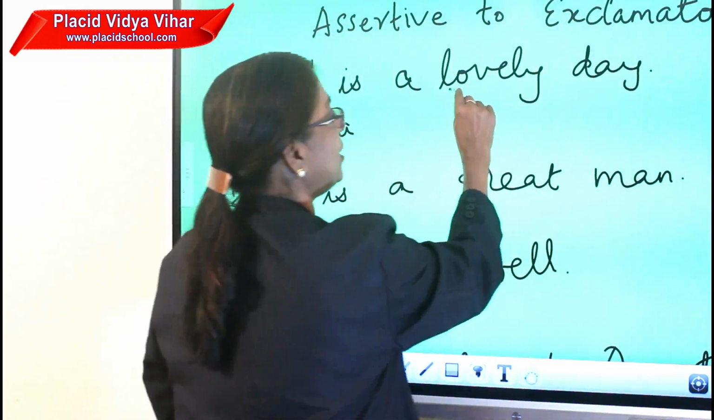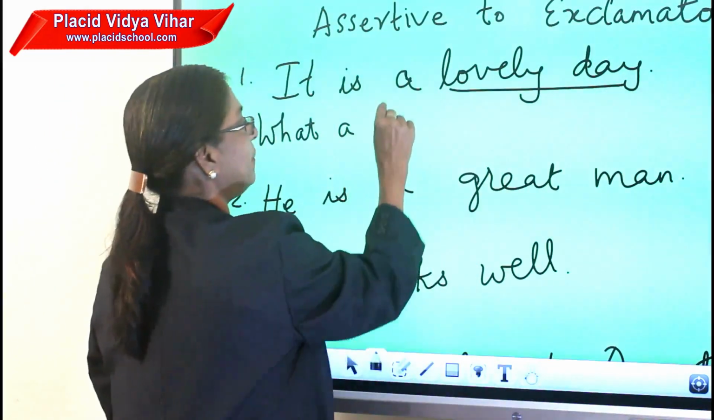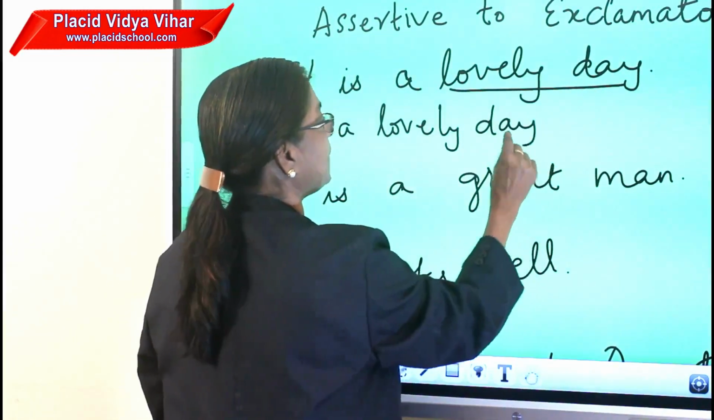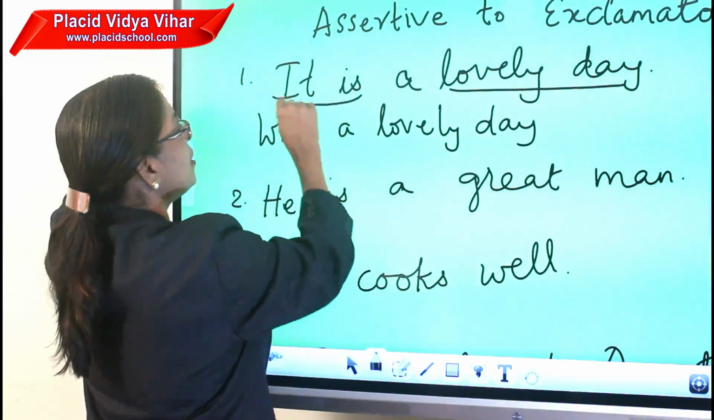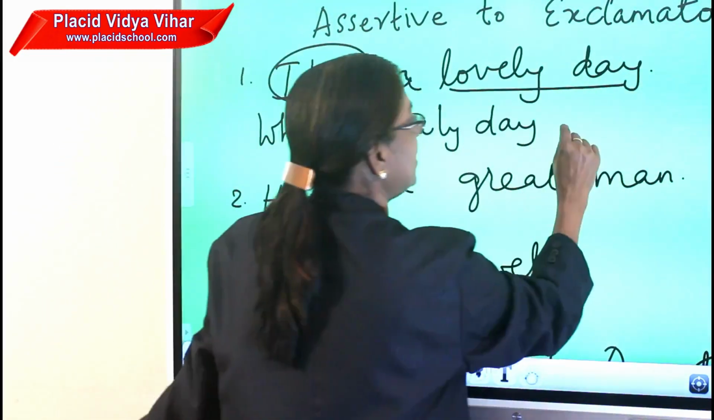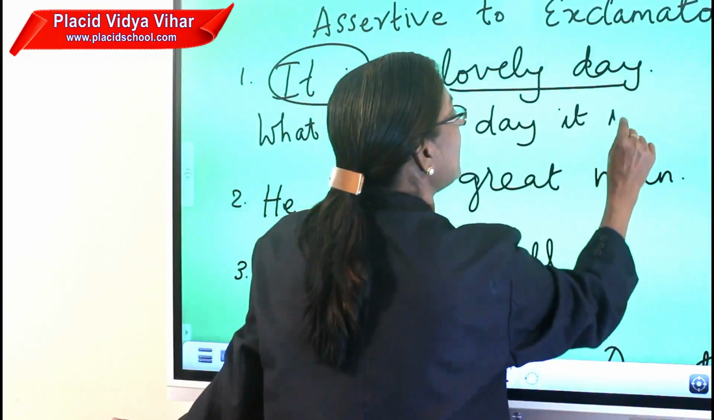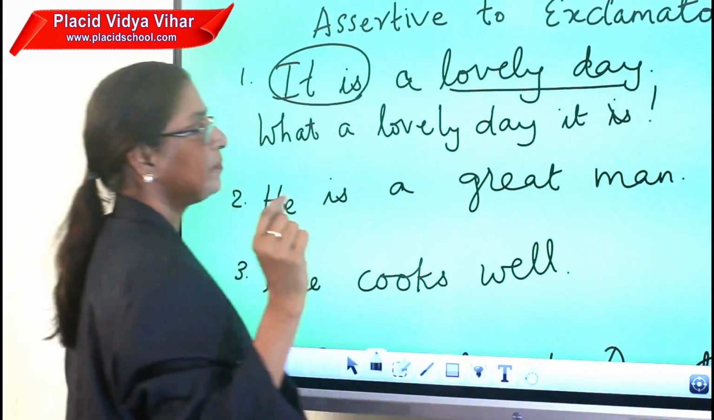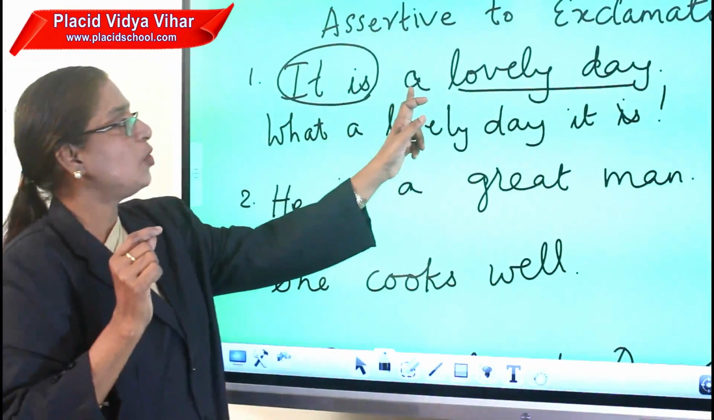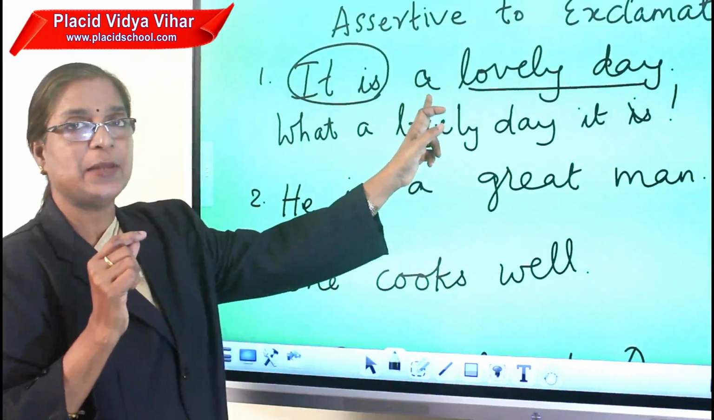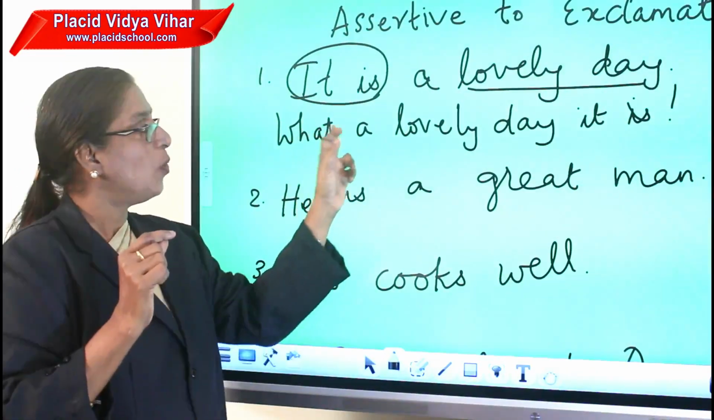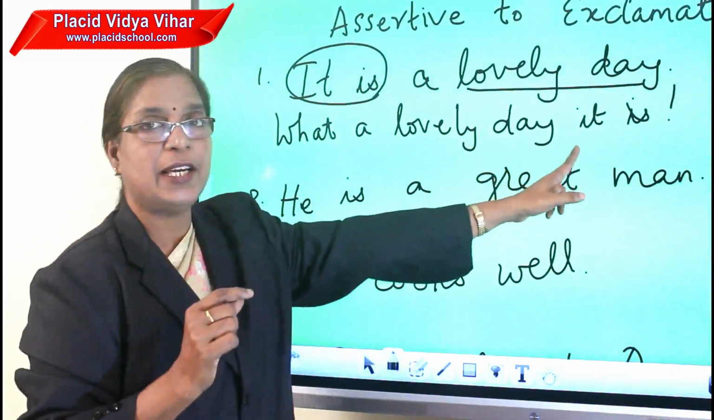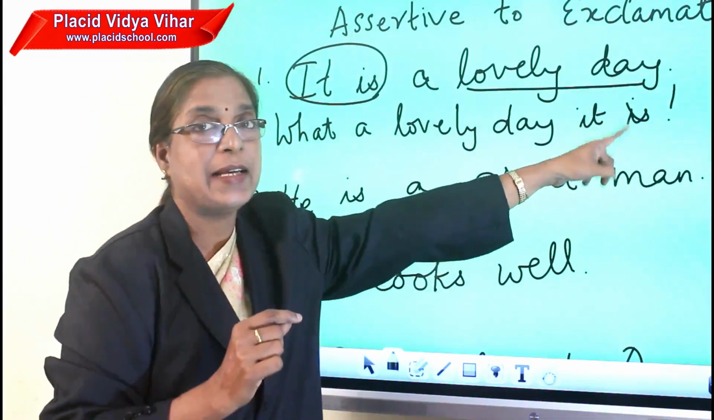then you write the end part of the sentence. What a lovely day. Lovely day. Then comes the beginning, this portion. What a lovely day it is. Then you end with an exclamation mark. Do you know what I did? Teacher told, if a or an comes, you begin with what. What, then comes the end part of the given sentence. What a lovely day it is. Then finish it with an exclamation mark.